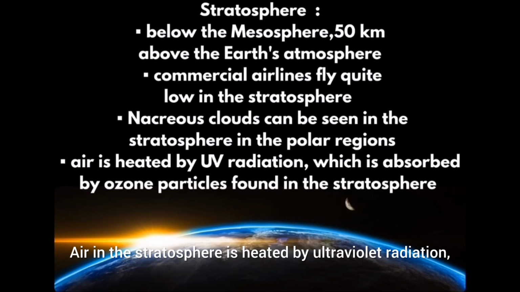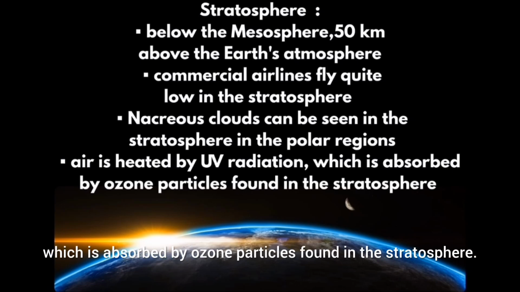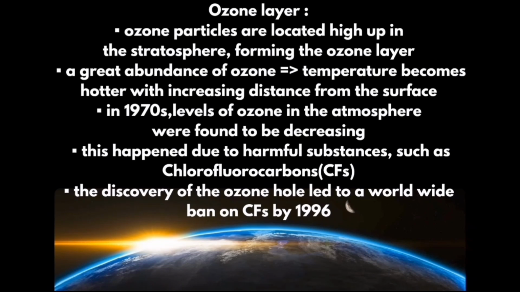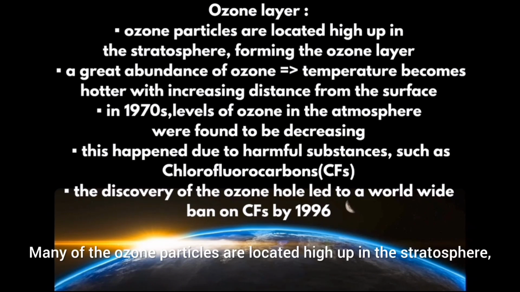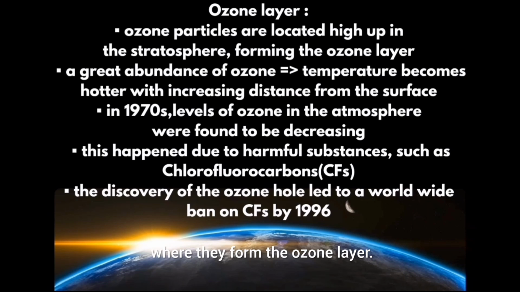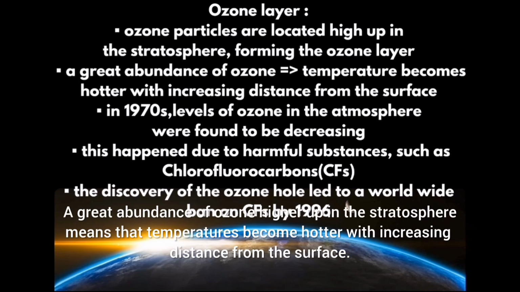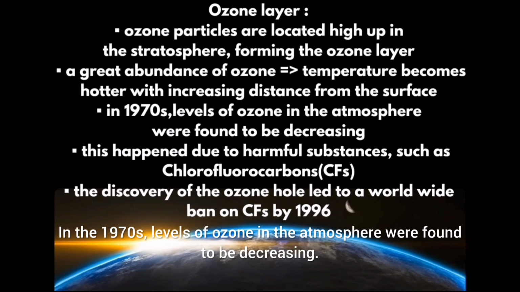Air in the stratosphere is heated by ultraviolet radiation, which is absorbed by ozone particles found in the stratosphere. Many of the ozone particles are located high up in the stratosphere, where they form the ozone layer. A great abundance of ozone higher up in the stratosphere means that temperatures become hotter with increasing distance from the surface. In the 1970s, levels of ozone in the atmosphere were found to be decreasing.